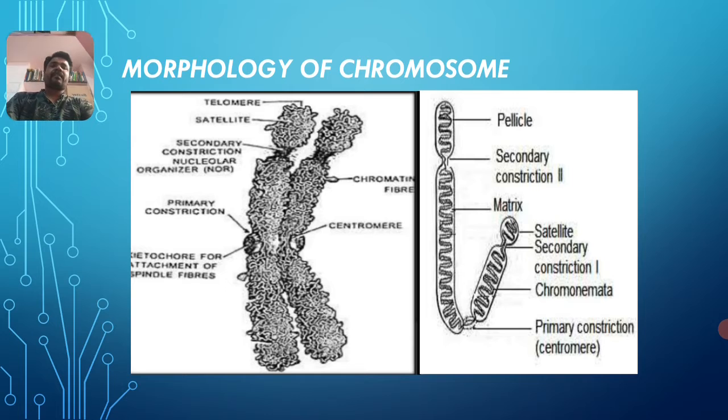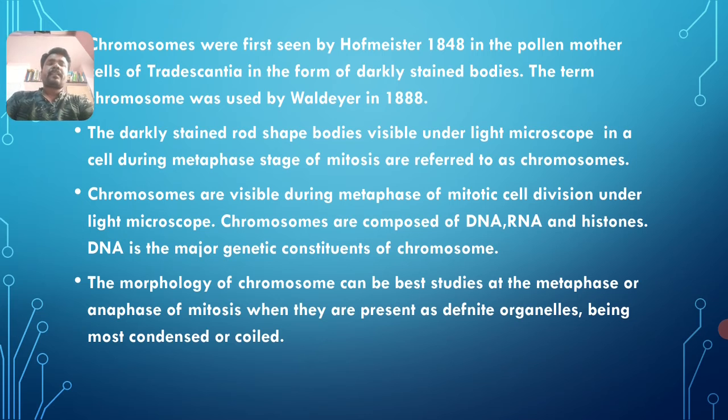Let us discuss the morphology of chromosome. In that, we consider their size, their number, and the shape of the chromosome. The first one is the size of the chromosome, after that the number of the chromosomes, and lastly the shape of the chromosome.